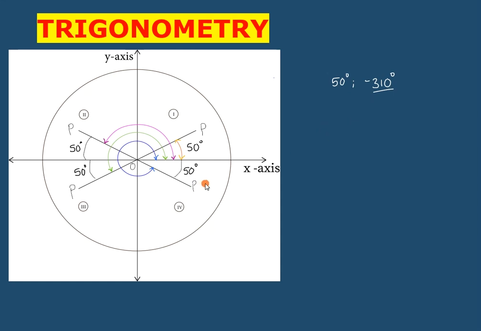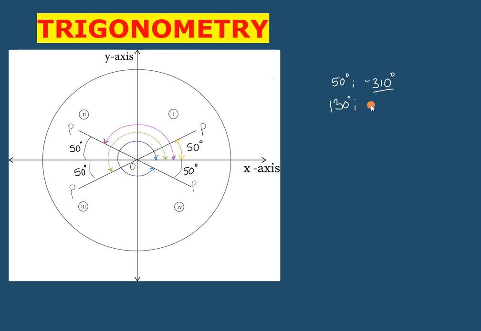Then we can have the angle in the second quadrant is 180 minus 50, which is equal to 130 degrees. And if I move in the negative sense from the positive x direction, moving in this direction, I shall be having 180 plus 50.